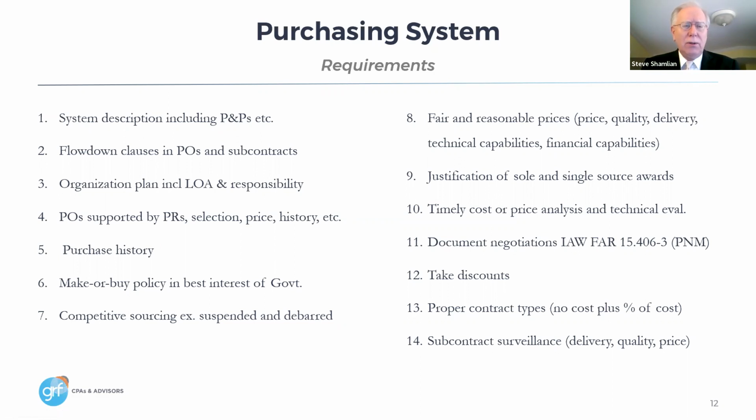The purchasing system should include flow down clauses to purchase orders and subcontracts. That's a very important thing, because in the government's mind, it's how government regulations get applied at the subcontract level. You should have purchase orders that are well supported, including purchase requisitions, justification for the selection, justification for the price, and the history of your dealings with that particular vendor. Purchase history means the history of your purchases with that vendor. Interesting data comes out of that.